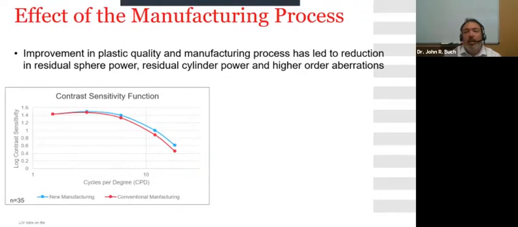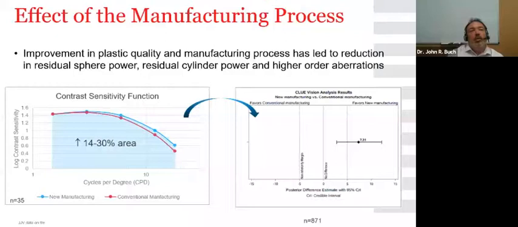And in clinical studies, this results in a 14 to 30% increase in the area under the contrast sensitivity curve, which, when you put this on patients and have them wear them, makes a meaningful visual difference to them. So again, this illustrates where sometimes we can make what seems like a small difference in contact lenses, but it makes a significant impact to the patient's own eye.